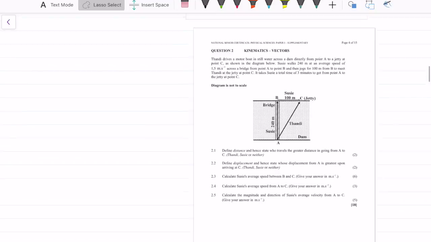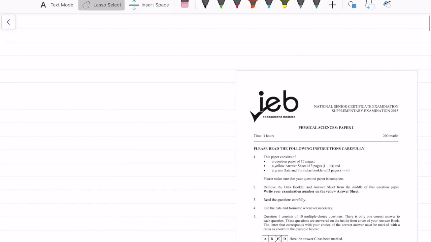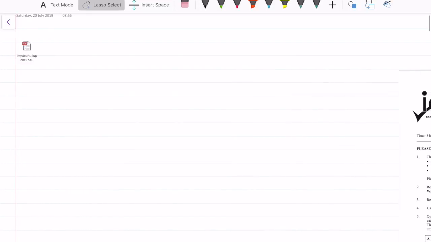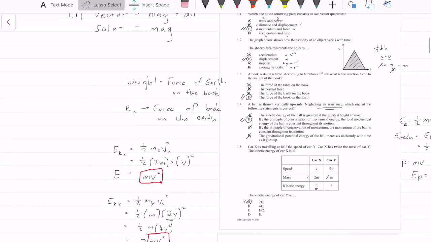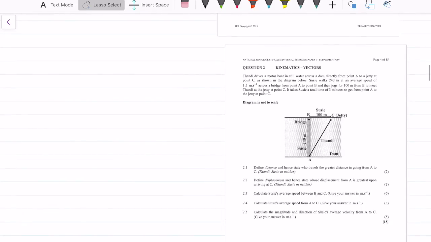Okay, so welcome back to this tutorial. In the first part of the tutorial, we did the MCQ from the Physics Supplementary Exam from 2015. And in this part of the tutorial, we're going to do the second question, which is on kinematics and vectors. Okay, so let's read the question.